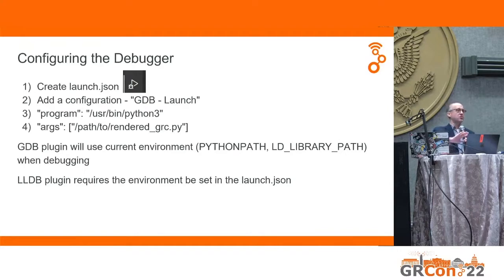So GDB is very straightforward. It takes your current environment, whatever you launched Visual Studio Code with, if you're using some custom prefix. If you're using LLDB, which is another plugin, this requires that you set that environment in that JSON file. And so we'll show an example of that.